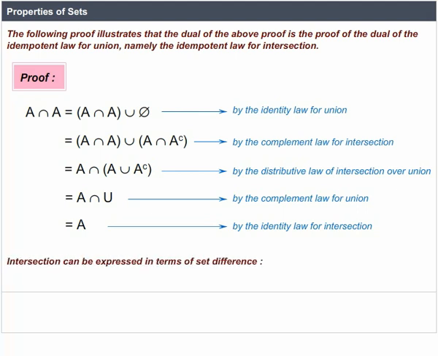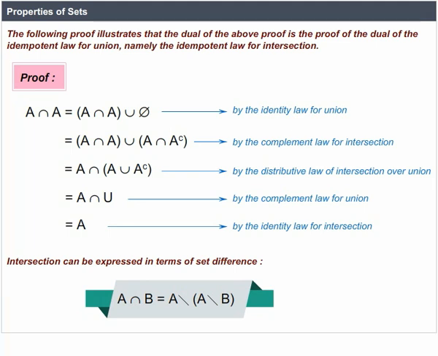Intersection can be expressed in terms of set difference. A intersection B equals A minus (A minus B).